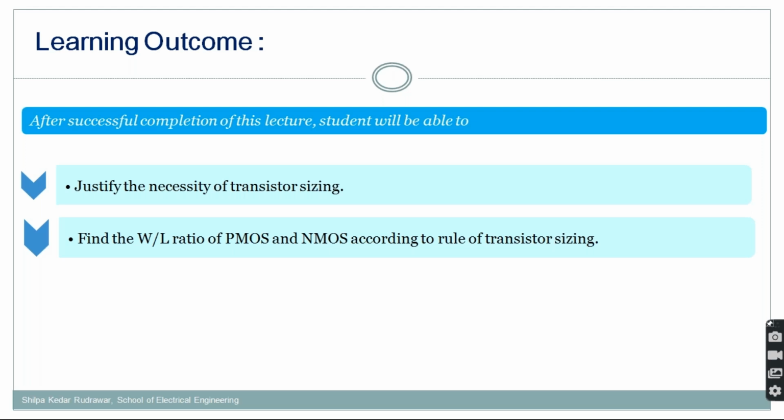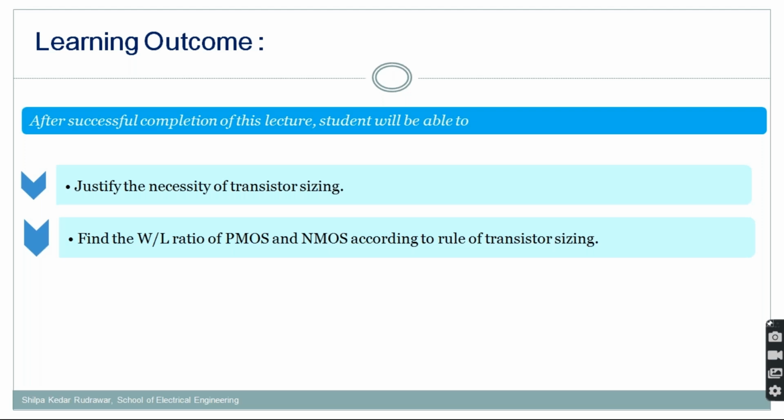I already took that in the last point, that comparison I have taken, pull up and pull down. There I told you transistor sizing is required, meaning you need to increase the length or W by L ratio of the PMOS transistor. Okay, that we will take again over here. And second is to find the W by L ratio of PMOS and NMOS according to the rules of transistor sizing.